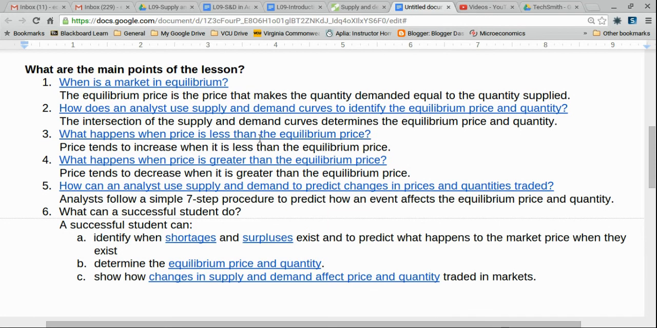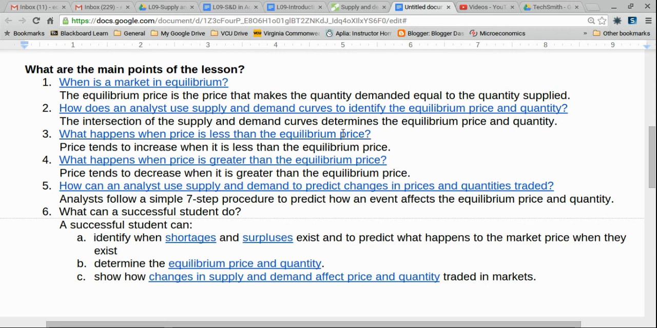Here are the main points of the lesson. The equilibrium price is the price that makes the quantity demanded equal to the quantity supplied. The intersection of the supply and demand curves determines the equilibrium price, and the quantity that goes with that price is called the equilibrium quantity. When price is less than the equilibrium, price tends to increase, and when price is greater than the equilibrium, price tends to decrease.